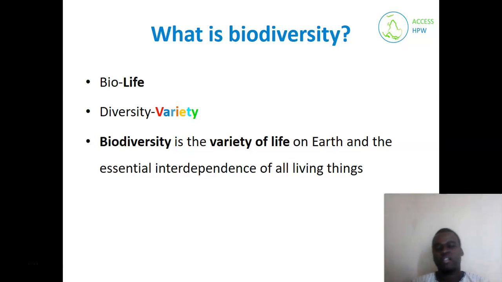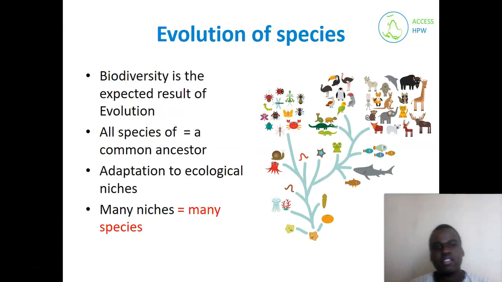Biodiversity. So biodiversity simply means the variety of life. We can define biodiversity as the variety of life on Earth and the essential interdependence of all living things. Biodiversity is the expected result of evolution. Evolution is the change in the genetic composition of species over time.